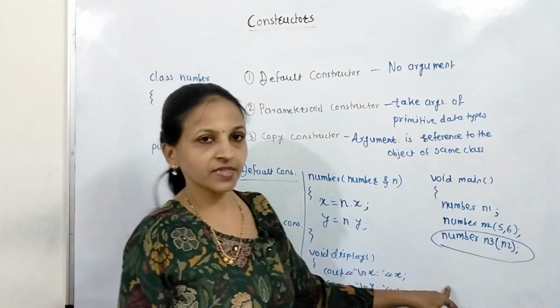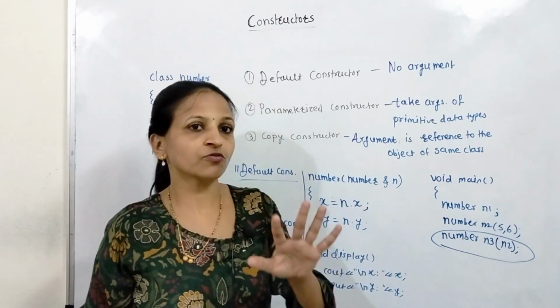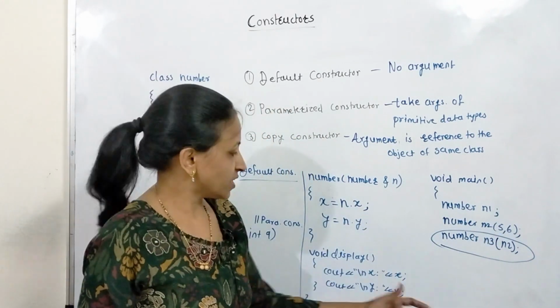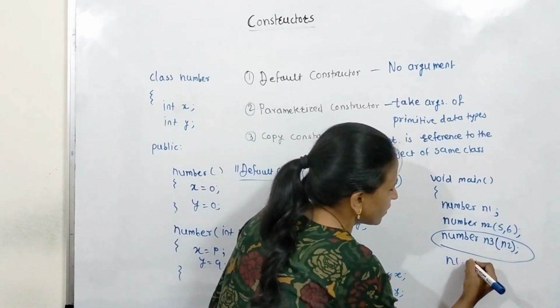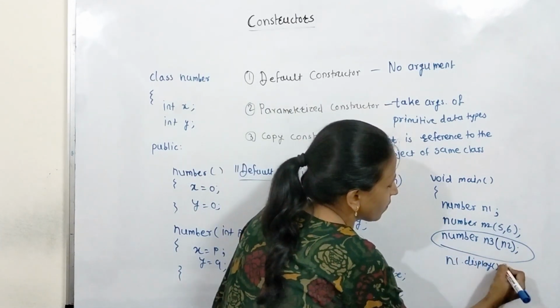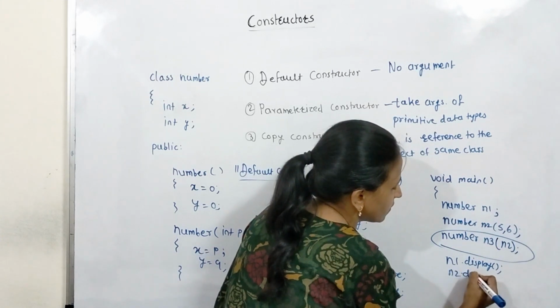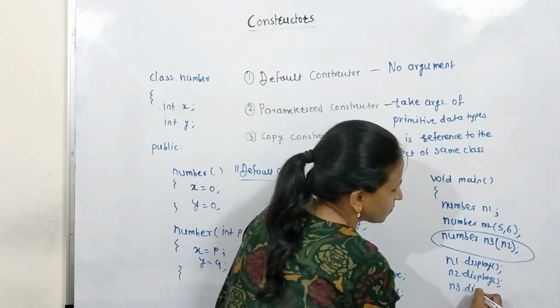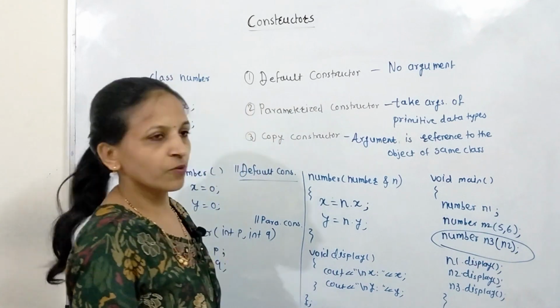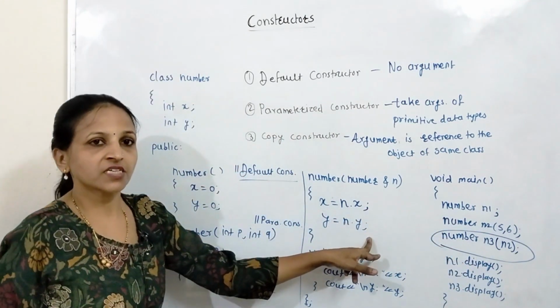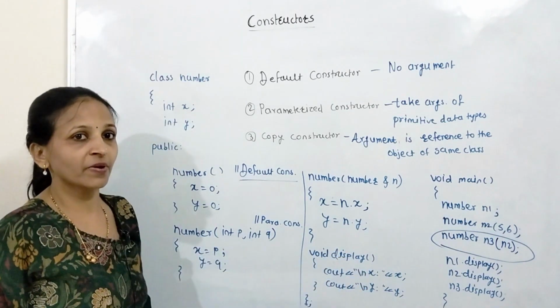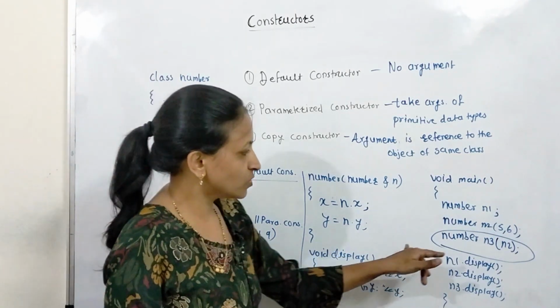Now after this, see how it will work, that I am going to explain. But before that, for all objects I will call the display method. How? See, I will call n1 dot display, n2 dot display, and n3 dot display. That's it. This is our program. Now whenever we call like this, this copy constructor will get called. And what will happen actually, that we have to see now.